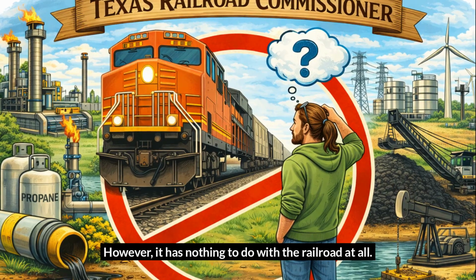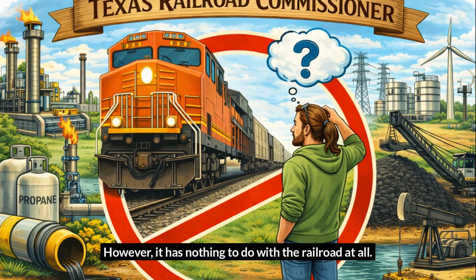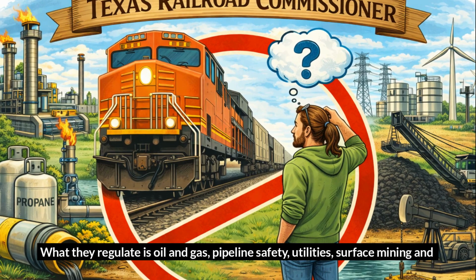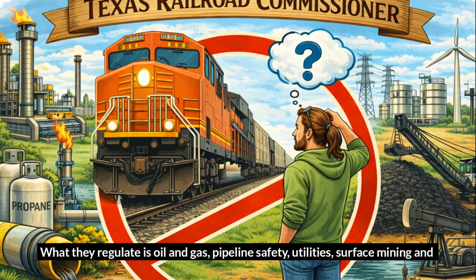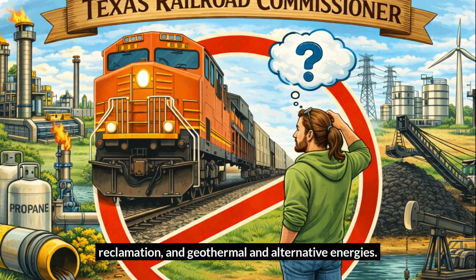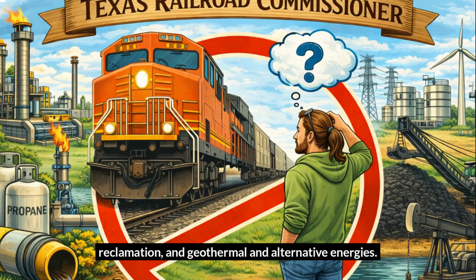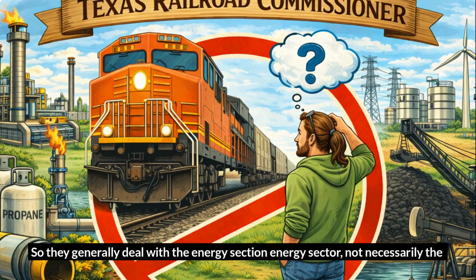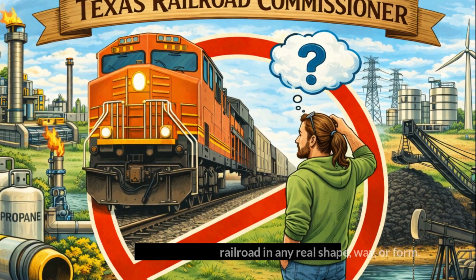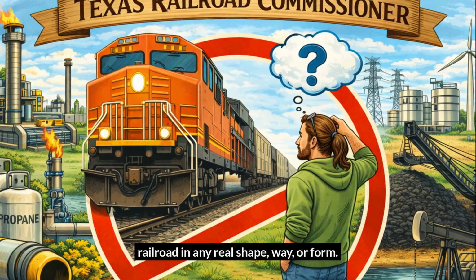Now, with the name Texas Railroad Commission, you may think that this has something to do with the railroad. However, it has nothing to do with the railroad at all. What they regulate is oil and gas, pipeline safety, utilities, surface mining and reclamation, and geothermal and alternative energies. So they generally deal with the energy sector, not necessarily the railroad in any real shape, way, or form.